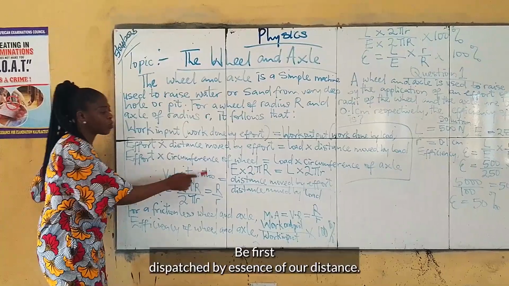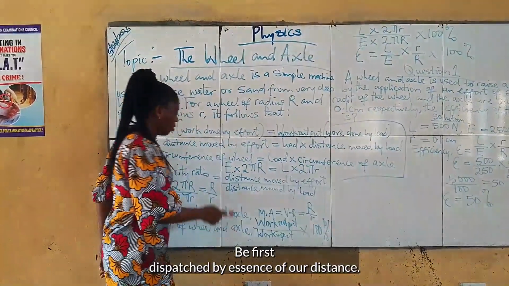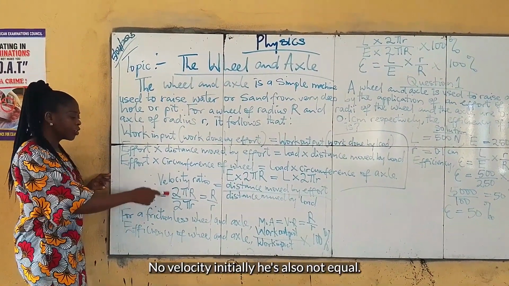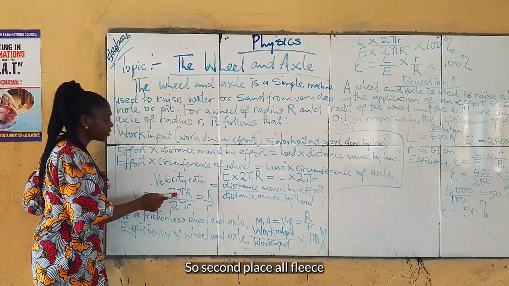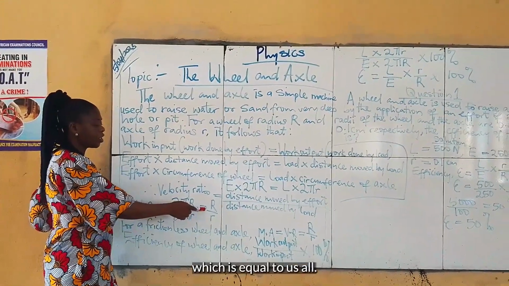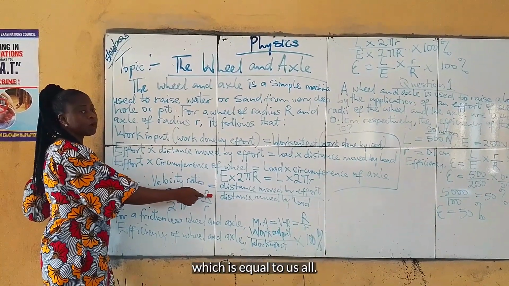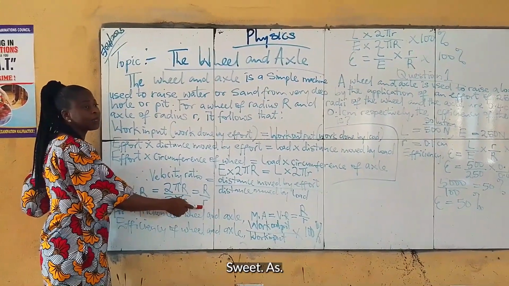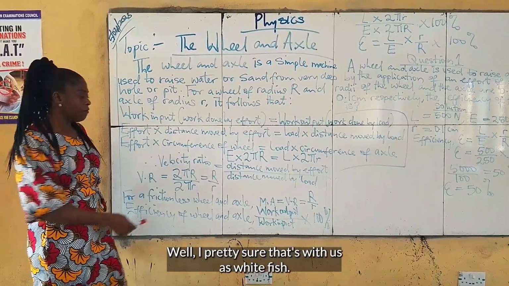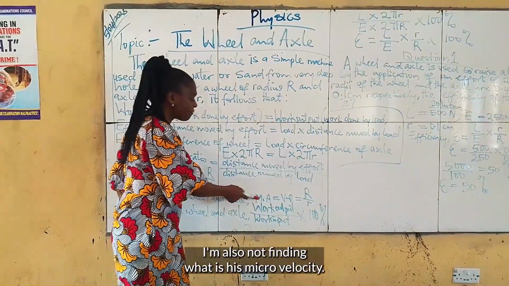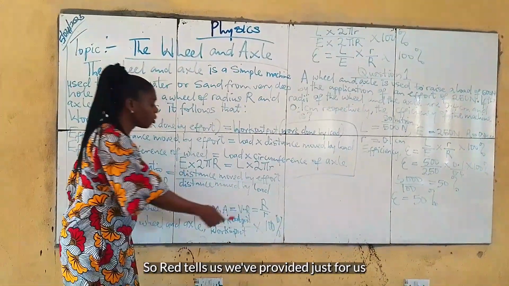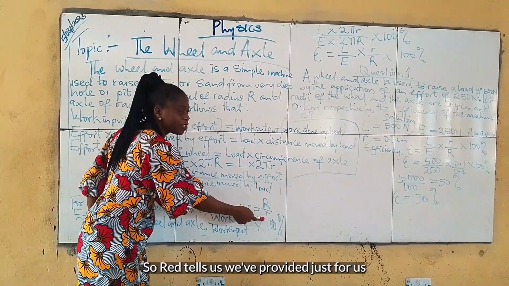Therefore, velocity ratio equals distance moved by effort over distance moved by load. Velocity ratio is also equal to circumference of wheel over circumference of axle, which is equal to radius of wheel over radius of axle. For a frictionless wheel and axle, mechanical advantage is equal to velocity ratio, and we know that velocity ratio is also equal to radius of wheel over radius of axle.